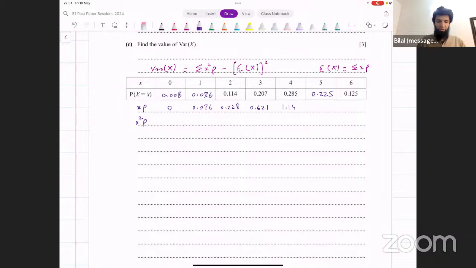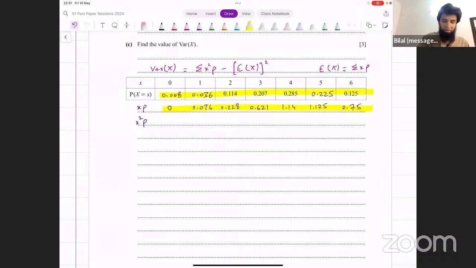And then 5 into 0.225, that is 1.125. 6 into 0.125, that is 0.75. So you've got all the xp values here. Once you've got all xp values, now you want x square p as well. You can either square x and then multiply that by probability, or you can also just multiply xp with x.